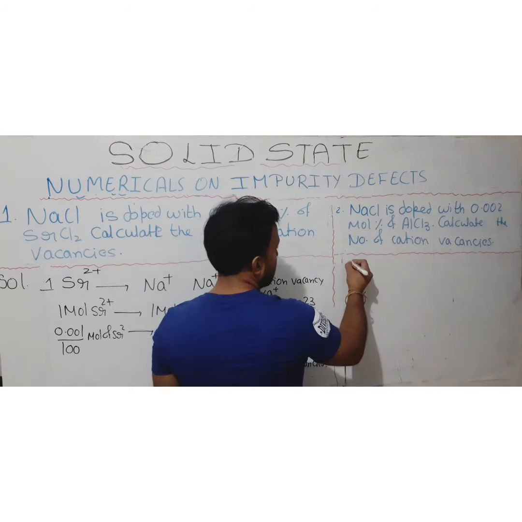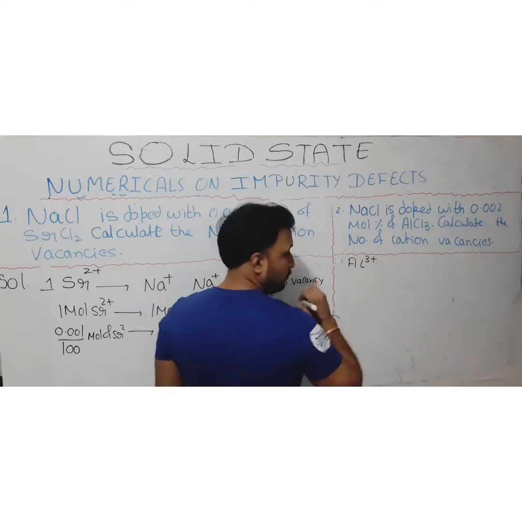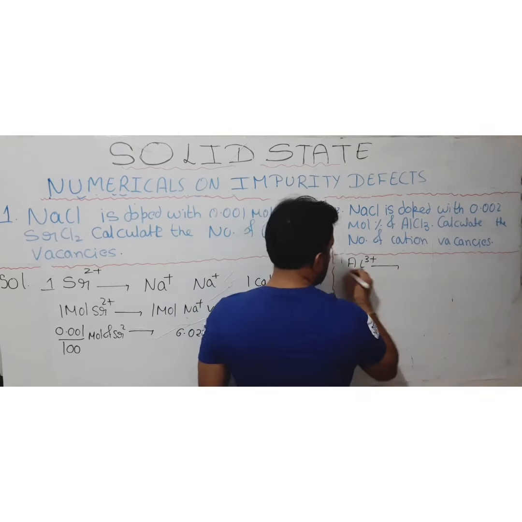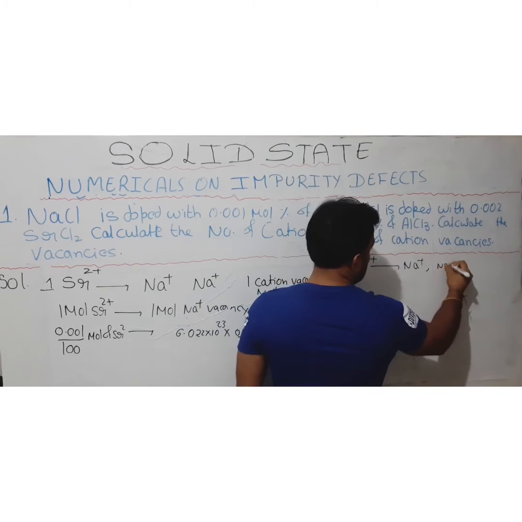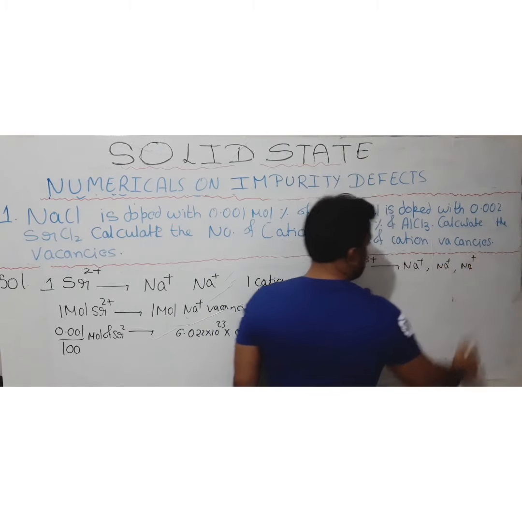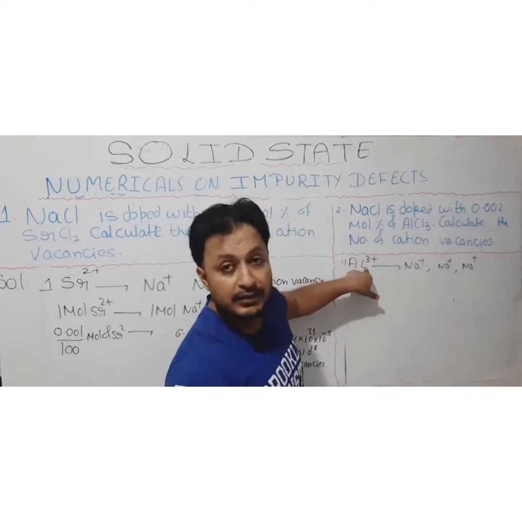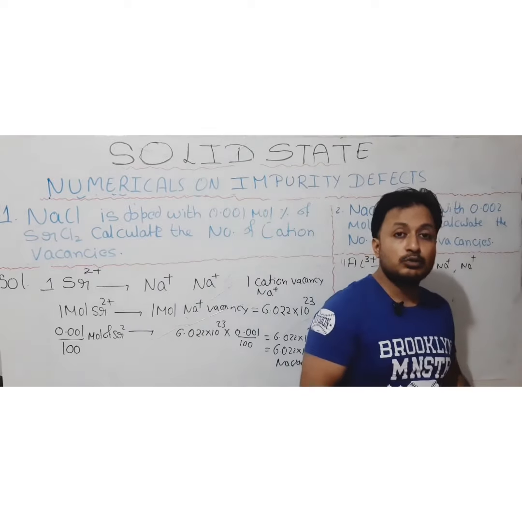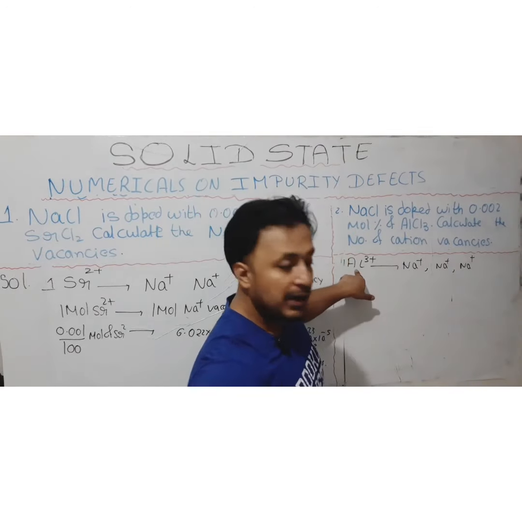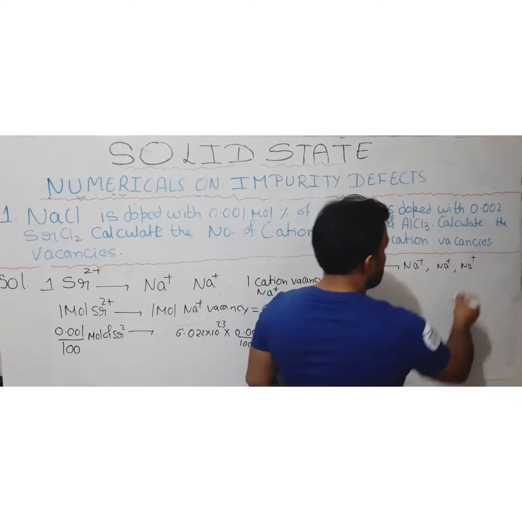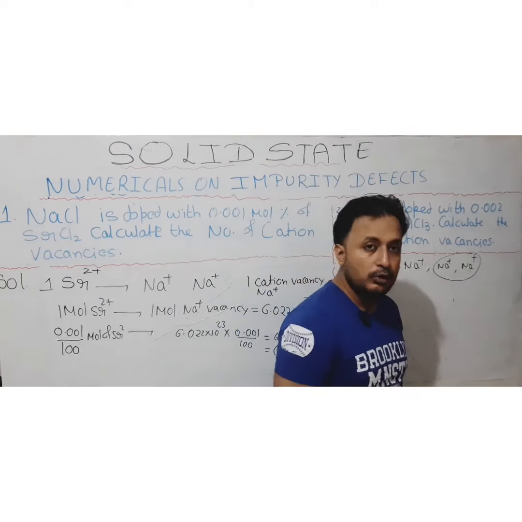So again the method is going to be the same. Aluminium, we know, will be having 3 positive charge. So one aluminium ion is going to displace how many sodium ions? 1, 2 and 3. Total 3 are going to be displaced because aluminium is having 3 positive charge, to maintain the electrical neutrality of the solid. But the space of 1 is going to be occupied by the aluminium ion itself. So only 2 vacancies are going to be created.